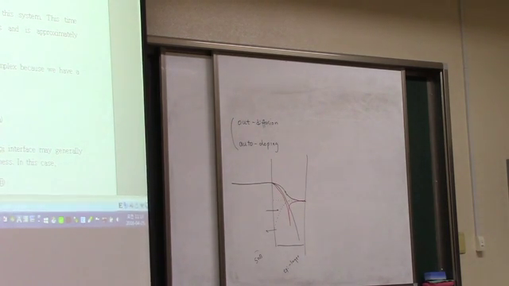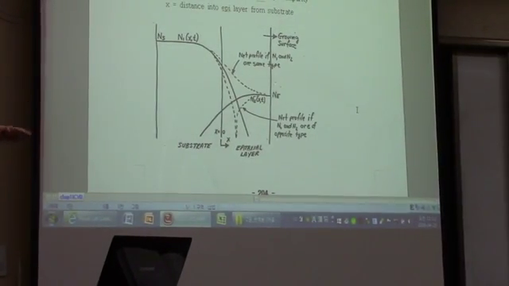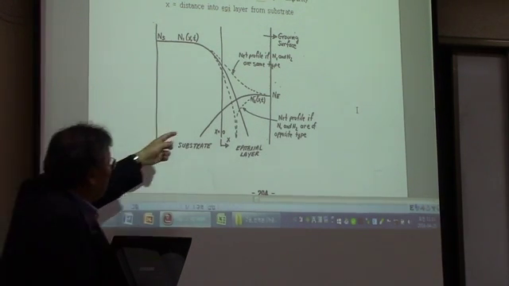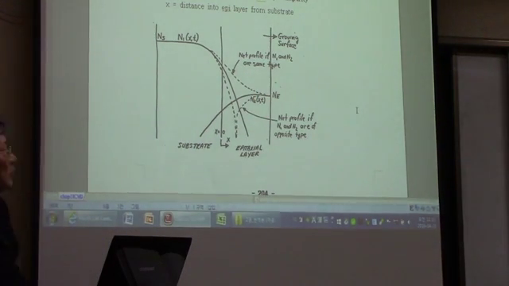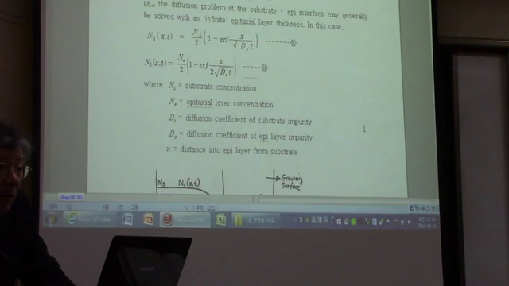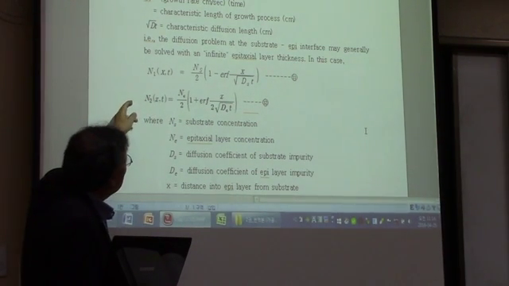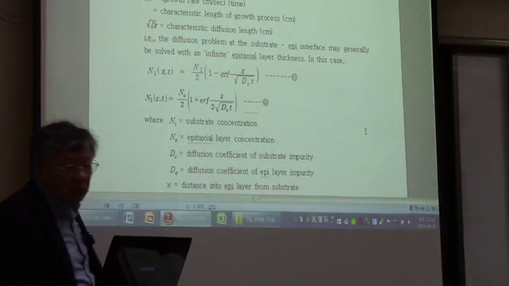So that has been shown here. This dotted line is the net profile if N1, the dopant concentration in the substrate, and N2, the dopant concentration in the epitaxial layer, are of opposite type. Now, if they are the same type, of course, then they should be added and end up with some dotted line, the upper dotted line here, the profile where N1 and N2 are the same type. If you use the proper boundary conditions, you end up with equations representing the profiles for N1 and N2, and those are equation 11 and equation 12.